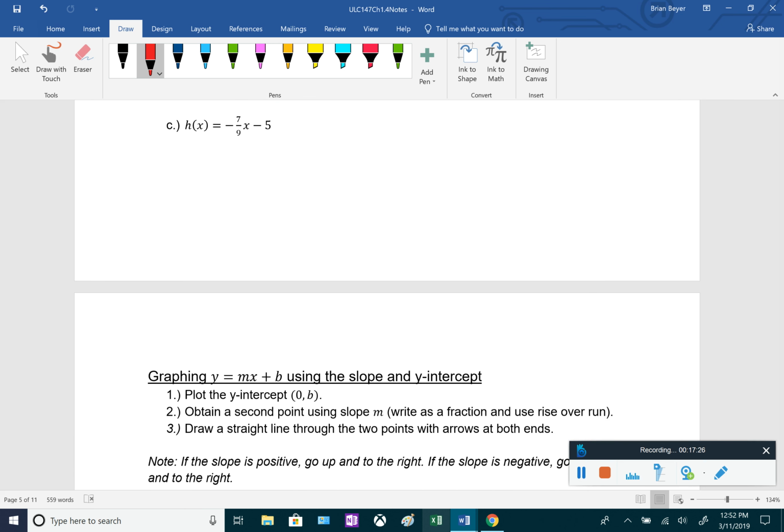Okay, and then the last one here, we have h of x is negative 7/9 x minus 5. So once again, we have the slope multiplying the x and the y-intercept afterwards. The slope is negative 7/9, and the y-intercept is going to be negative 5. So it's minus 5 at the end, so we know it's going to be negative 5.